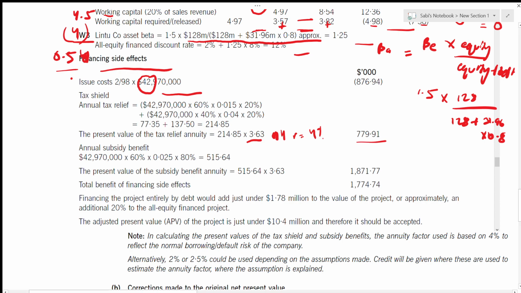This is in positive, right? So tax relief. And the annual subsidy benefit. This one was tax relief, tax shield. Now just the subsidy benefit. So here, just check. This one, that is the amount borrowed, amount needed to finance this project. 60%, because subsidy is 60%. 0.025.